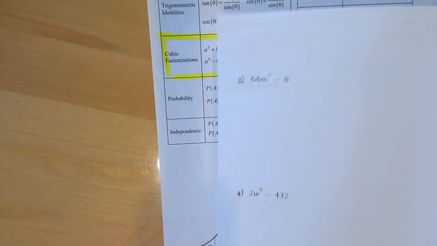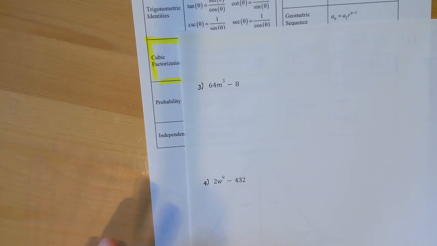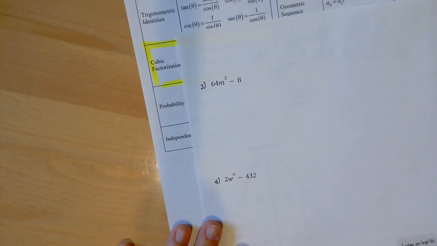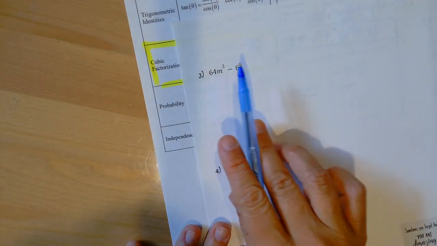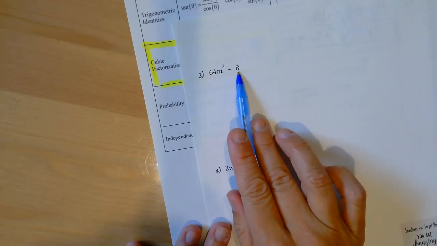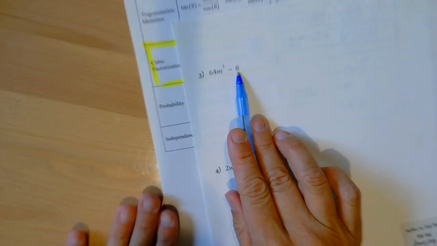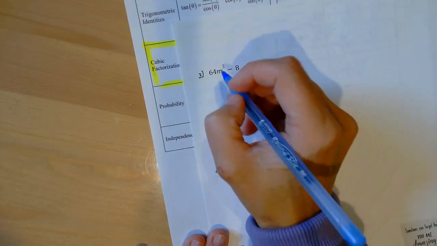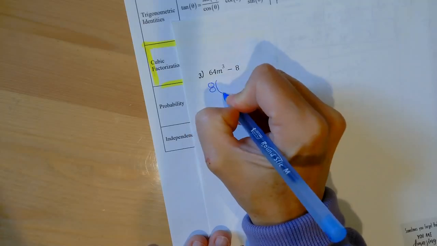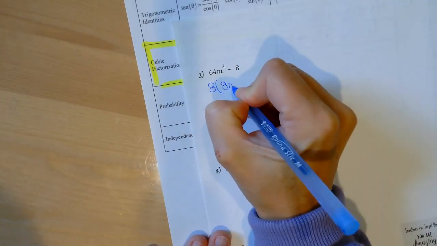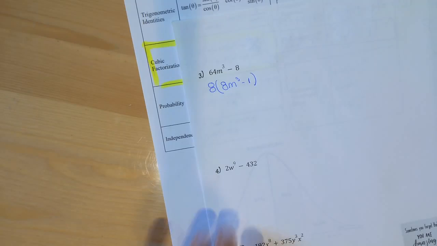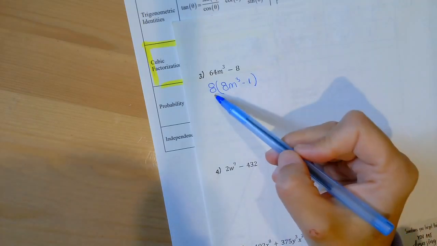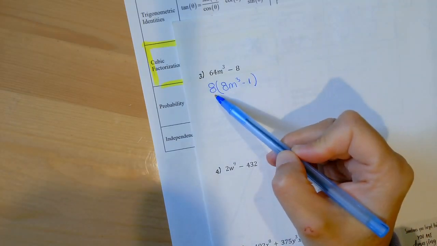All right, so you might be saying, well, how does this get more difficult? Well, let me show you an example where maybe it gets more difficult. Number 3. Okay, now remember, step number 1 was to always look for a GCF first. I think I can pull out an 8. So I'm going to get 8m cubed minus 1. Okay. Now, this GCF has to stay in the problem, remember.